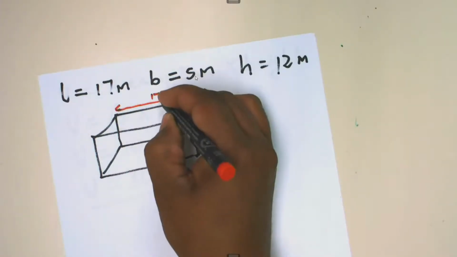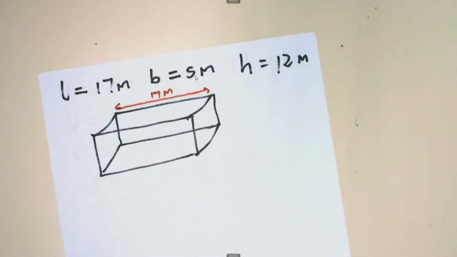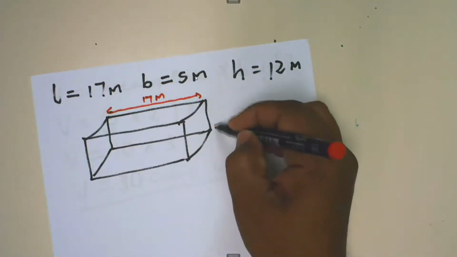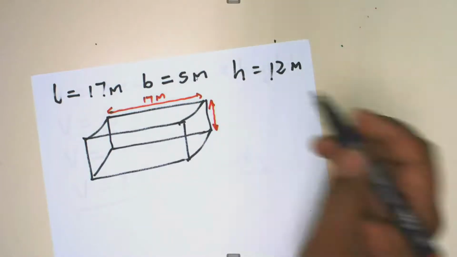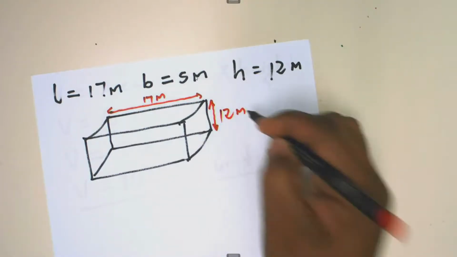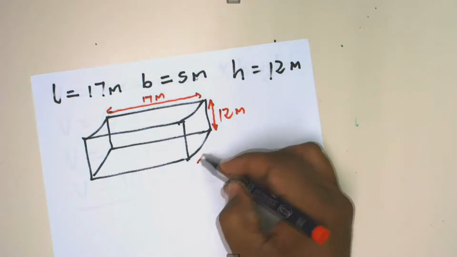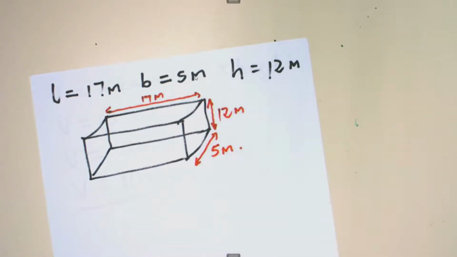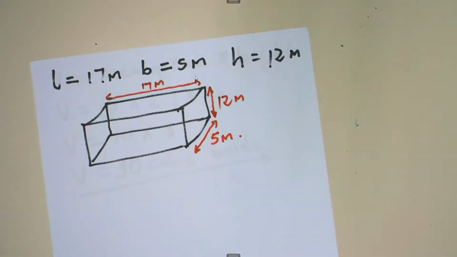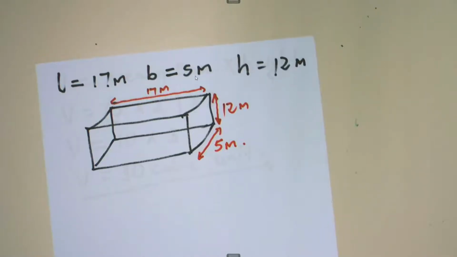It is 17 meters. And therefore, where is the height? Up from the base. That is 12 meters. And therefore, the breadth on the side is 5 meters. Now, the question is, calculate the volume of this prism. And you can agree with me, this definitely is a rectangular prism.